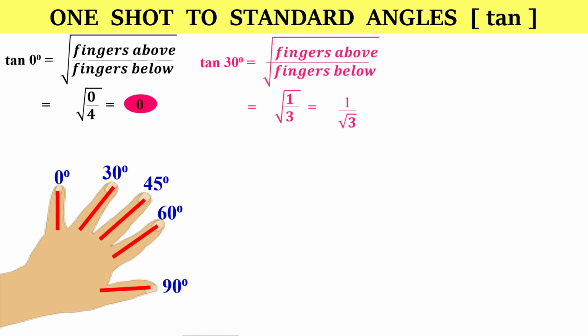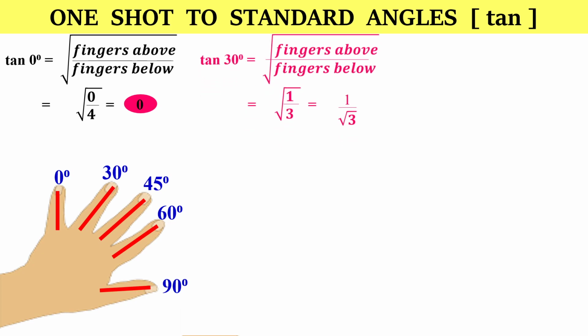Now next let us see tan 30. Now when I look, the palm has been turned. Please remember this. Now how many fingers are above? 1. And how many fingers are below the ring finger? 3. So square root of finger above, root 1 upon root 3. Root 1 can be simplified and it becomes 1, but root 3 is not a perfect square, so it will remain root 3. So my answer for tan 30 degree is 1 upon root 3.